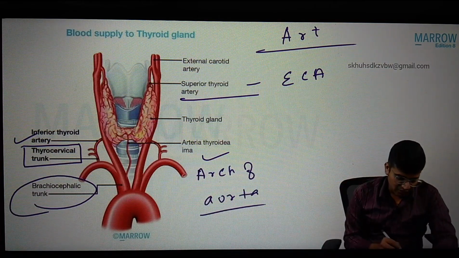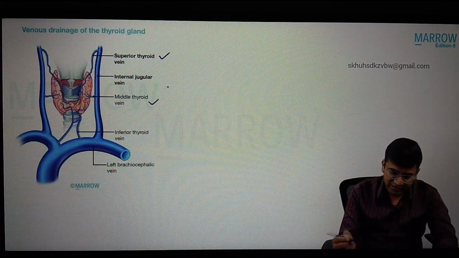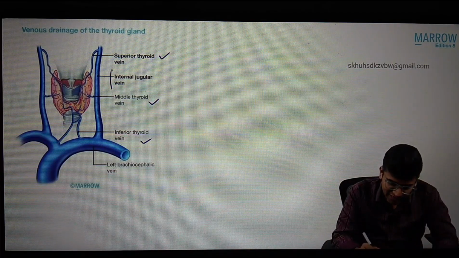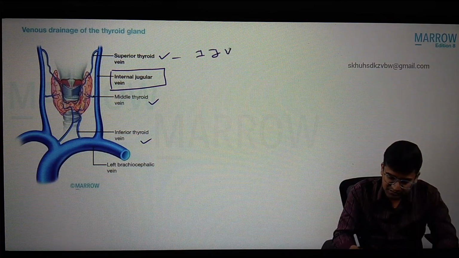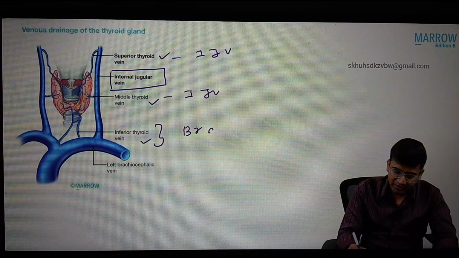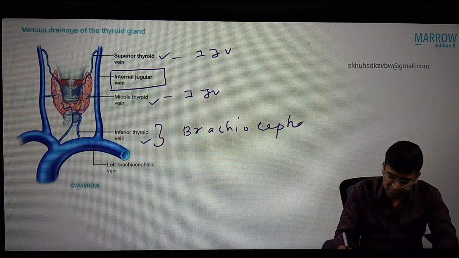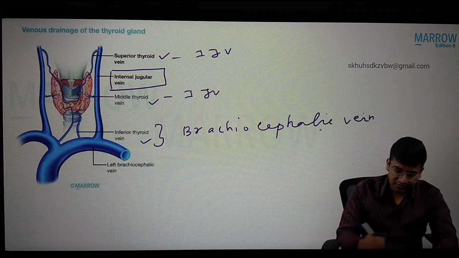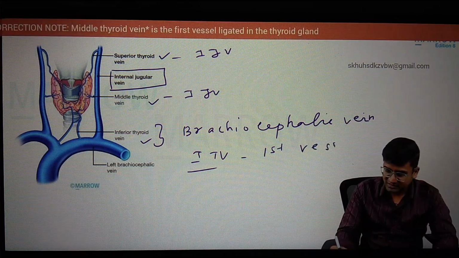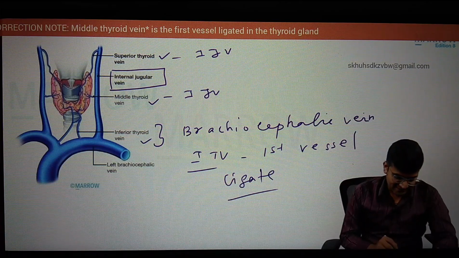Right. Now what about the venous drainage? We have 3 veins: superior thyroid vein, middle thyroid vein, and the inferior thyroid vein. The superior and middle thyroid veins drain into the internal jugular vein, whereas the inferior thyroid vein drains into the brachiocephalic vein. That is why the inferior thyroid vein is the first vessel we ligate in thyroid procedures.